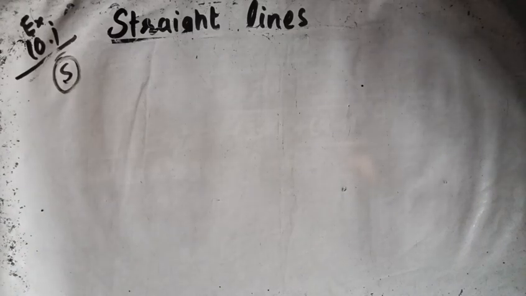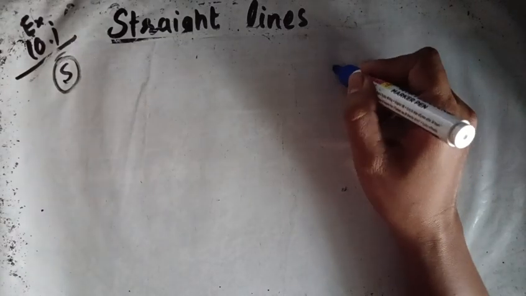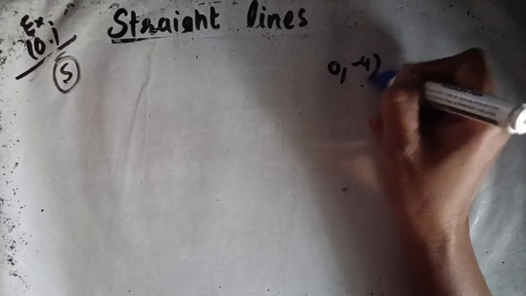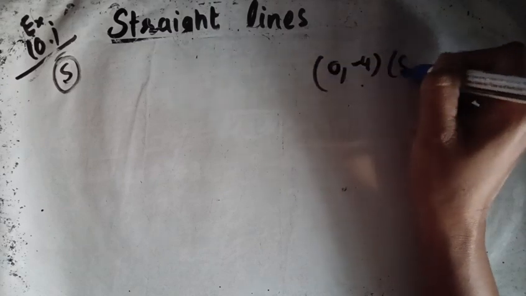Question 5. Find the slope of a line which passes through the origin and the midpoint of the line segment joining the points. Okay. So we have to find the slope of the line which passes through the origin, and also we have to find the midpoint. Okay. Points are given 0, minus 4 and 8, 0. 0, minus 4 and 8 comma 0.